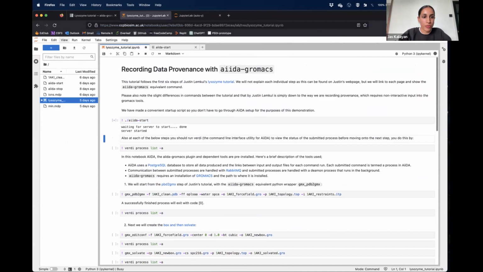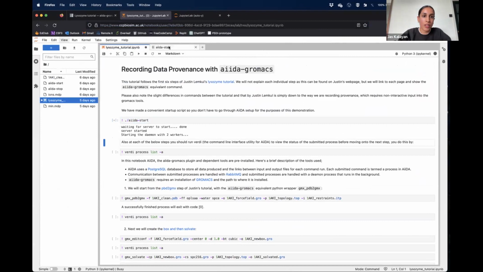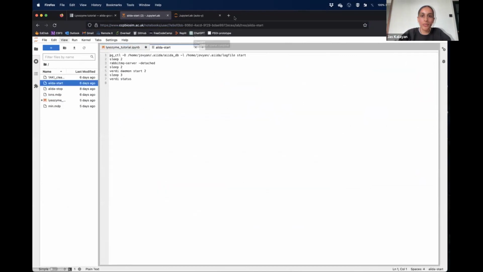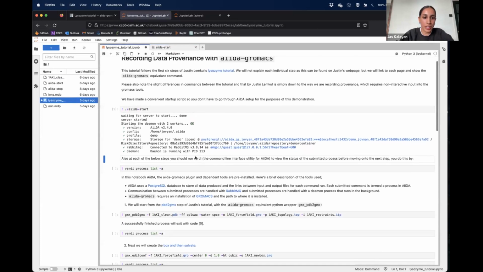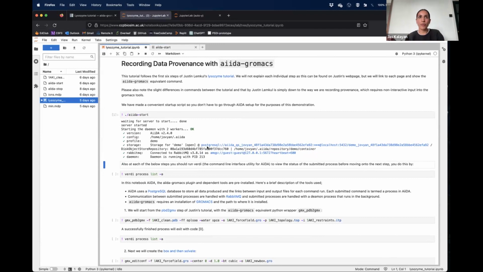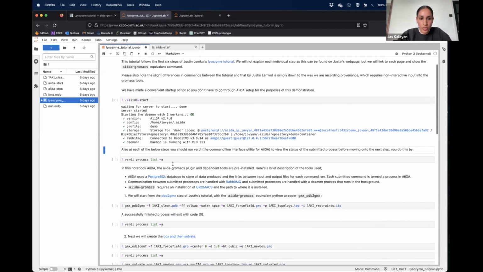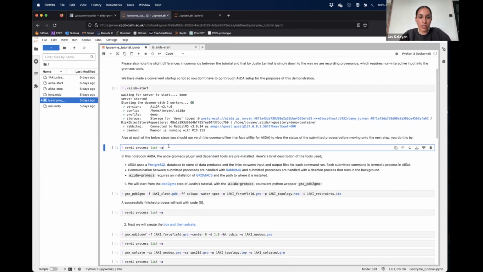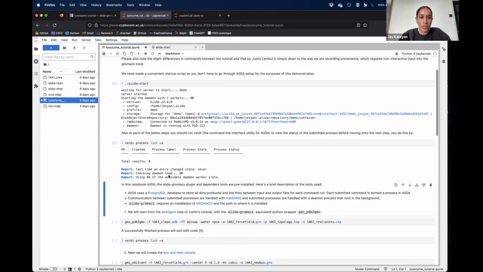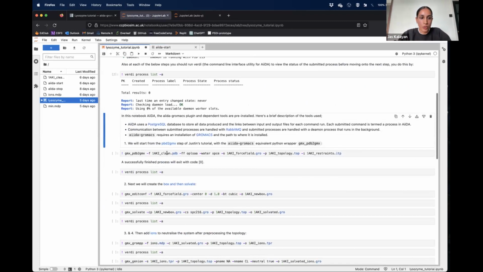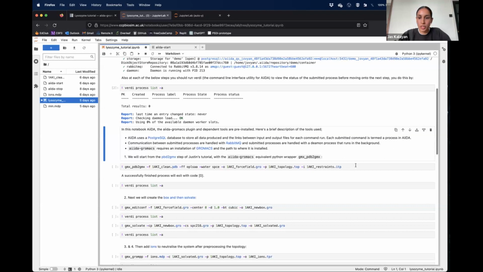And as I said before, you would first need to load up the AiiDA database in the background. So we have a bash script that's written out for you, so you can load your AiiDA database, the RabbitMQ server, and the daemon in the background. Once that's complete, this tutorial is a mirror of the lysozyme tutorial on the GROMACS website. The only real difference is you can check and see if your commands have completed running using the Verdi process list tool. At the moment, we don't have any processes that have run, but we'll start off by running the PDB to GMX command.